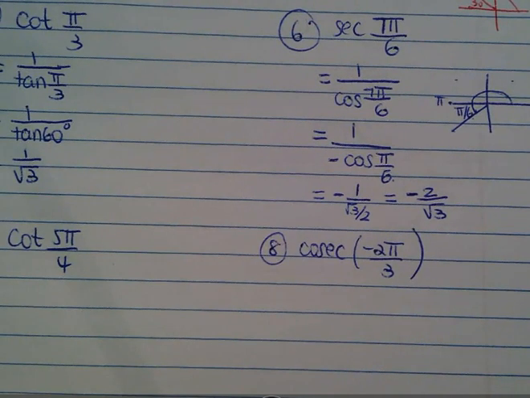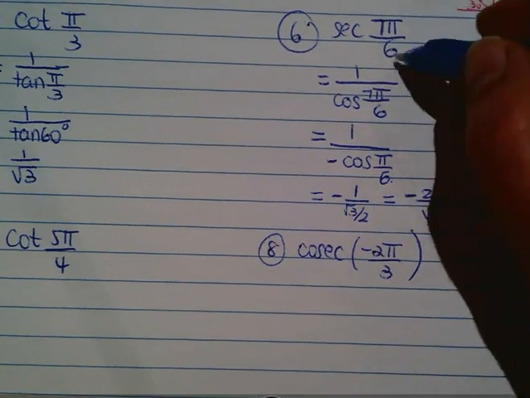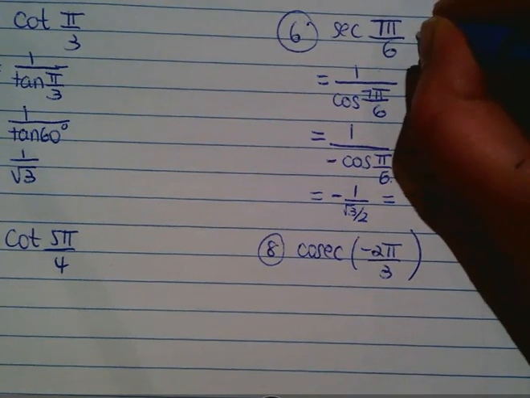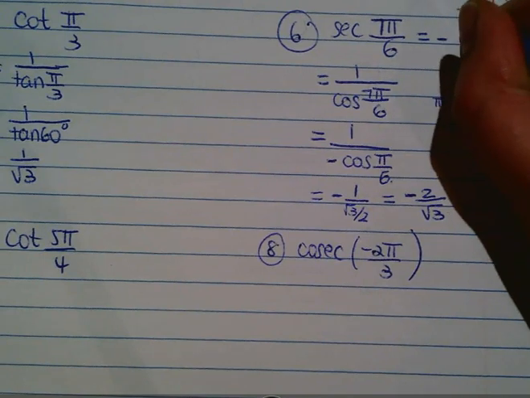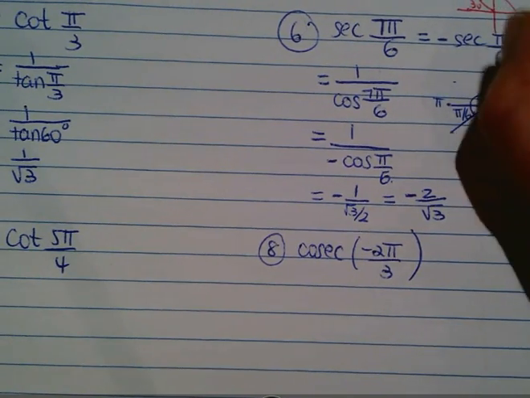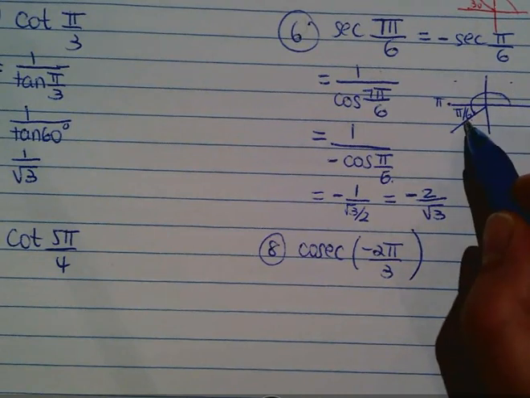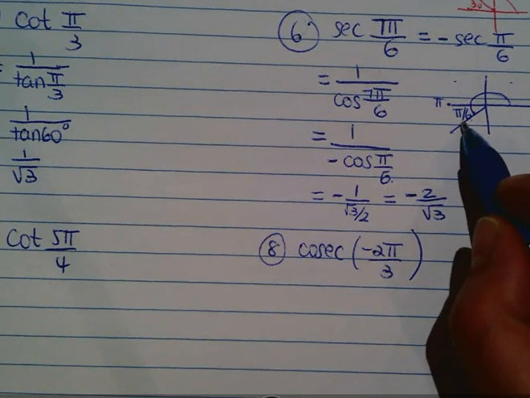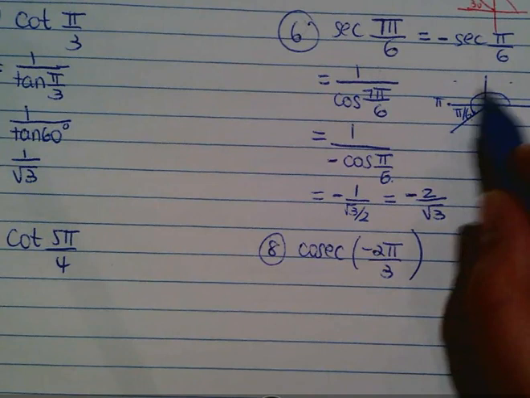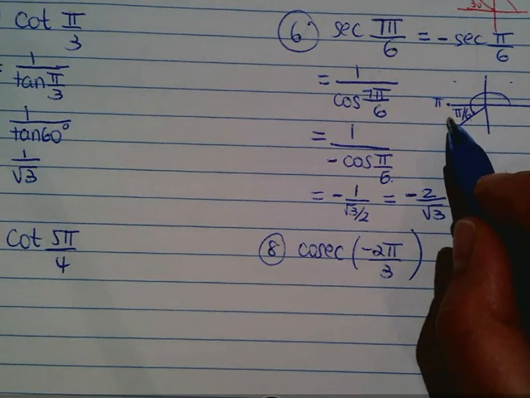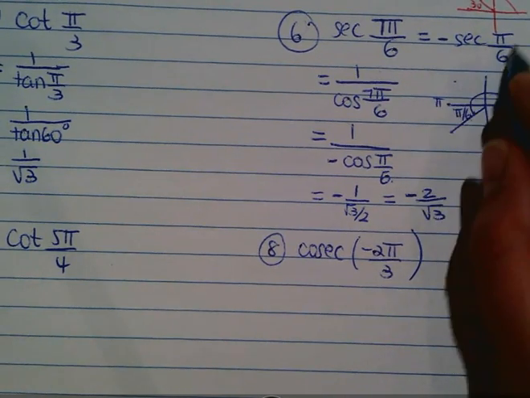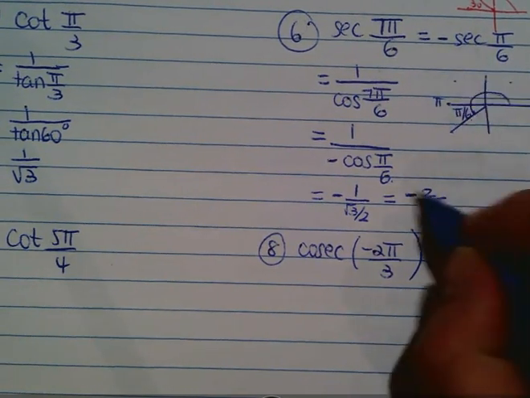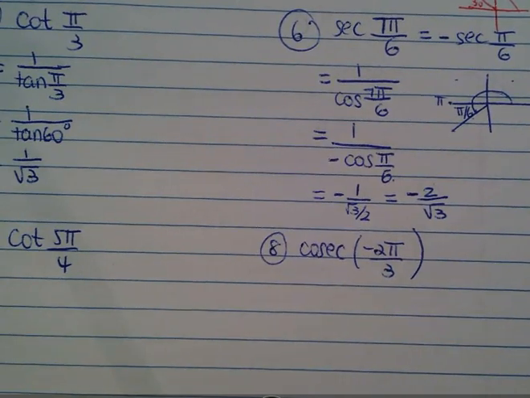Okay? Now if you want, you could have kept this as sec all the way. So I could have gone sec 7 pi on 6 is the same as negative sec pi on 6, and just done it like that, because sec will be whatever cos is in this quadrant, it's negative, and the related acute angle is pi on 6. So you could have just done it like that, and negative sec pi on 6 is negative 2 on root 3. Okay, maybe we'll try the next one like that.